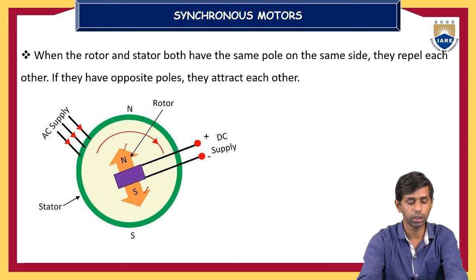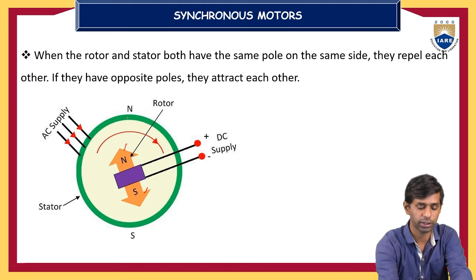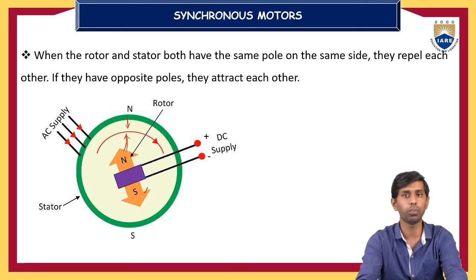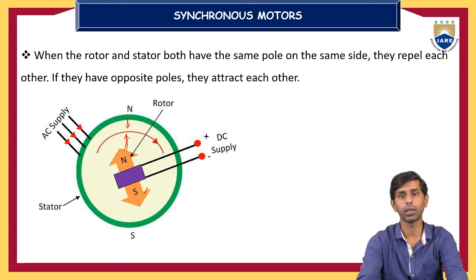When the stator and rotor poles are both the same poles, they come across each other. For example, when the north pole of the stator and the north pole of the rotor face each other, two similar poles oppose each other. Repulsion forces will come into the picture, and the rotor will be pulled in the anti-clockwise direction when both similar poles come across.